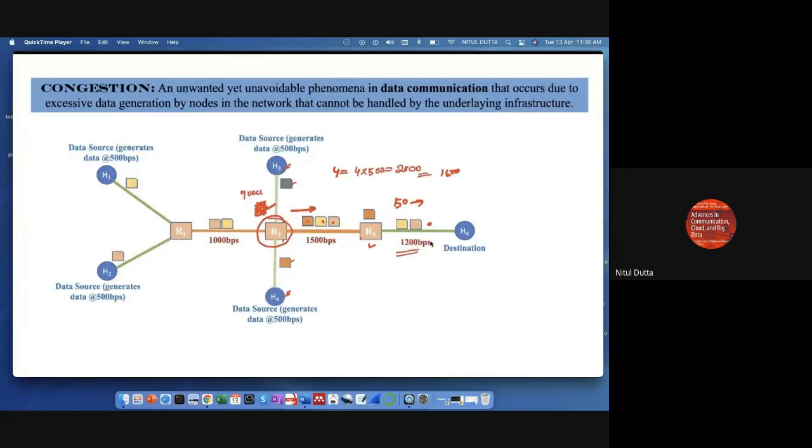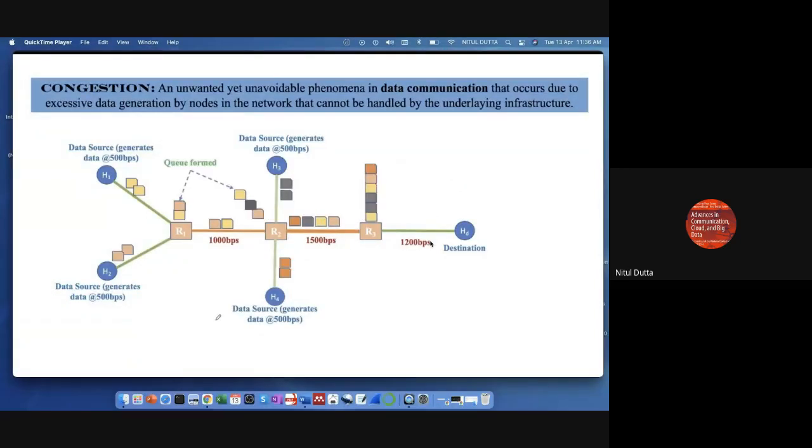Now, suppose the generation of packets by all the sources increases. If it increases, then it will lead to a different scenario. Suppose H1 and H2 are generating more packets of similar size. Here 4 packets are there in router R1, out of which only 2 packets are transmitted and 2 packets are queued. Similarly, in R2, due to the packets coming from H3 and H4, more packets are available than can be passed through the link, and R2 will queue the packets. So some packets will be queued by R1, some by R2, and the same thing will happen in R3 as well.